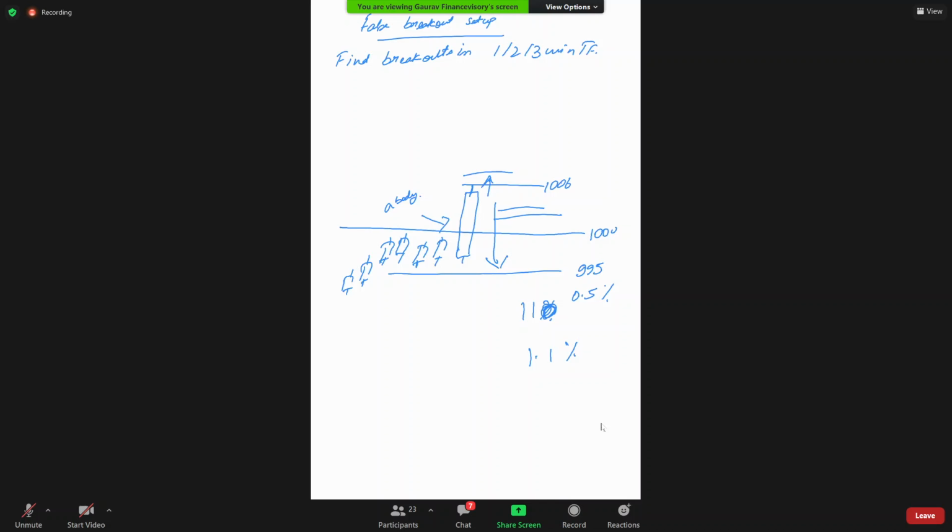If your stop loss is too big, you won't take an entry, because there are many other stocks in front of me. I'm just telling about the false breakout setup. If this is my breakout candle, I will mark the top of it and enter just above it. This is how the false breakout strategy goes.